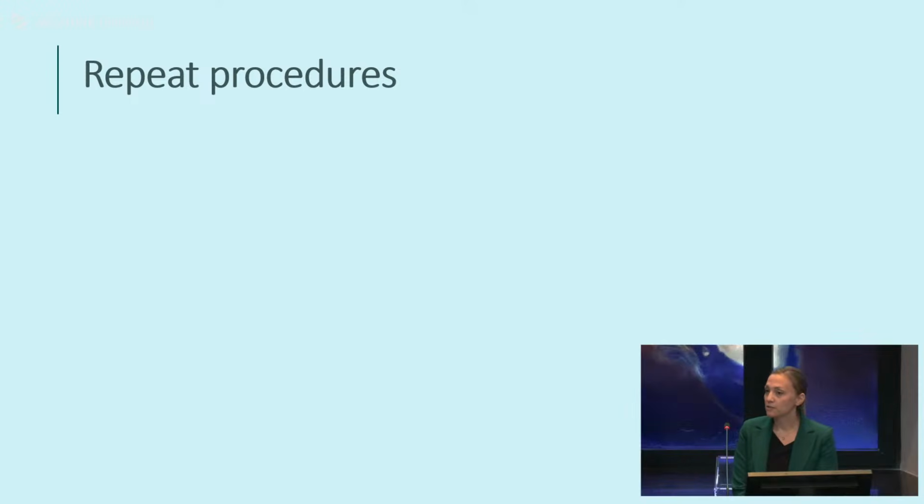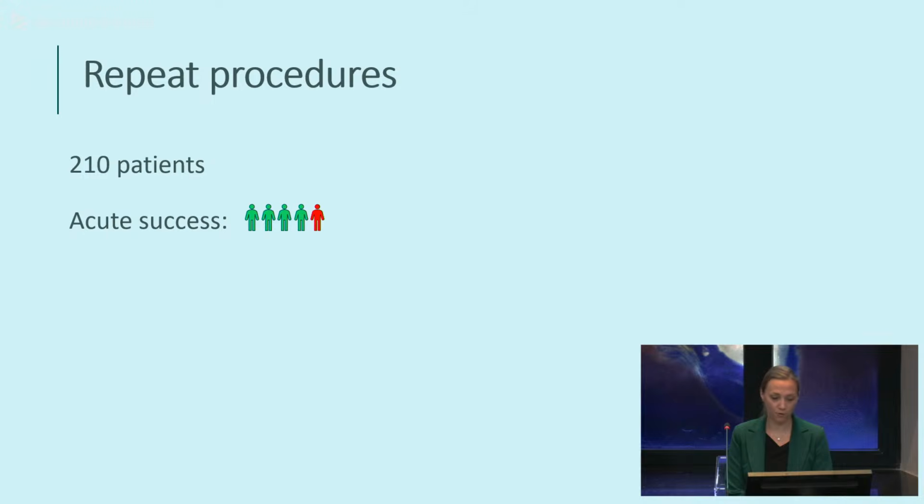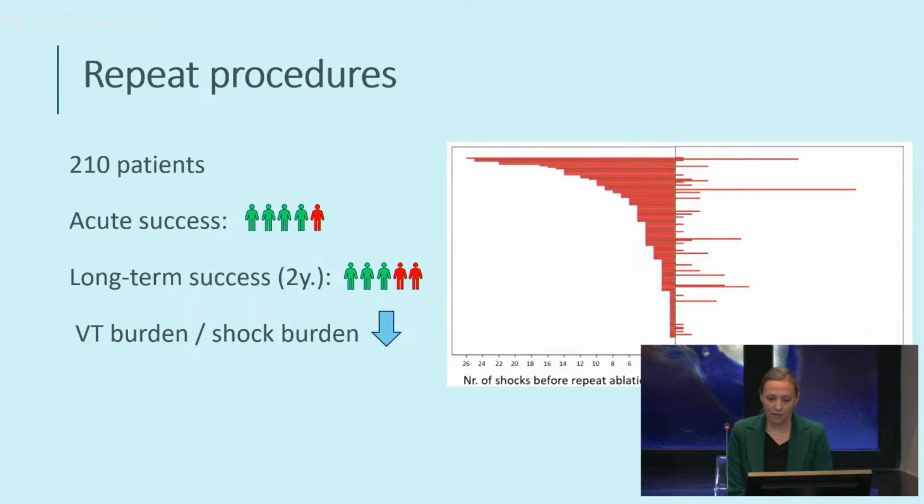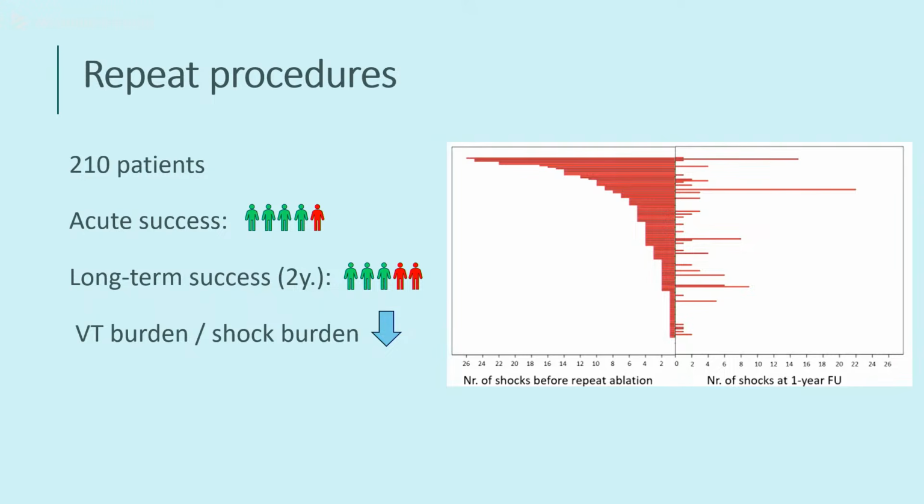So, as we saw, not all patients remain arrhythmia-free after the first ablation. Sometimes we need to do repeat procedures. We analyzed the data of these repeat procedures in over 200 patients, and here we saw again 4 out of 5 remained arrhythmia-free, but in long-term outcome, 2 out of 5 had recurrence of the VTs. But what was interesting in this study was that the repeat procedures were able to lead to a significant reduction of the so-called VT or shock burdens, the number of episodes of VTs or shocks that the patients had to endure. This is shown in the illustration on the right, and this is the situation before the ablation in number of shocks on the right, and the situation after the repeat ablation on the left.